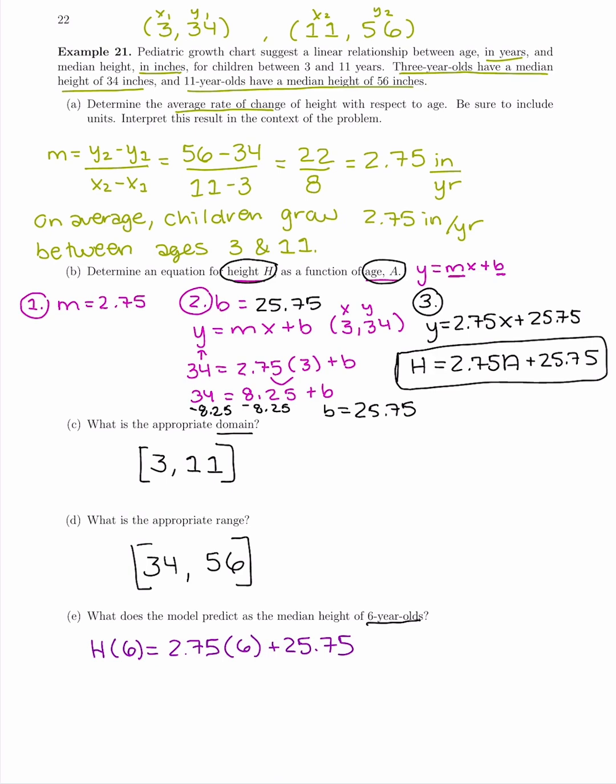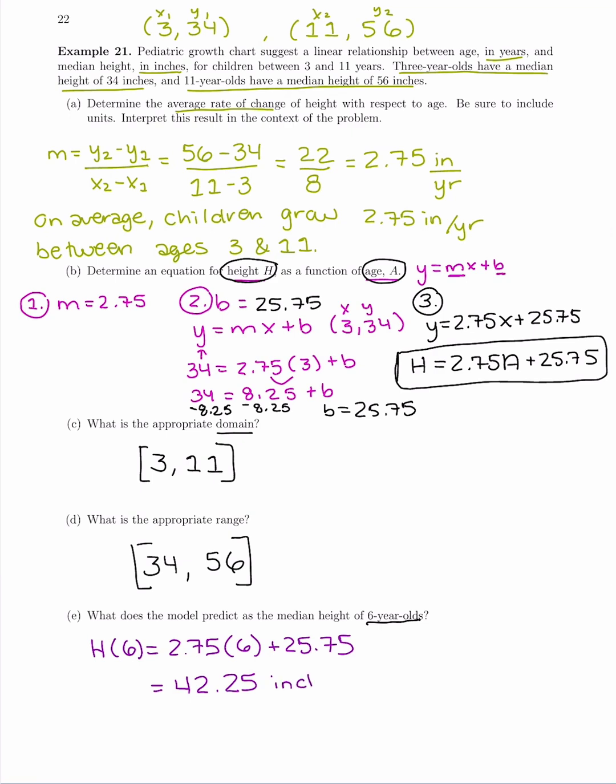So we're just going to grab our calculators, do 2.75, have parentheses around the 6, plus 25.75. And that median height for a 6-year-old is 42.25. I'm going to make sure we put our units on it. That height for a 6-year-old is measured in inches. So 42.25 inches tall for a 6-year-old.